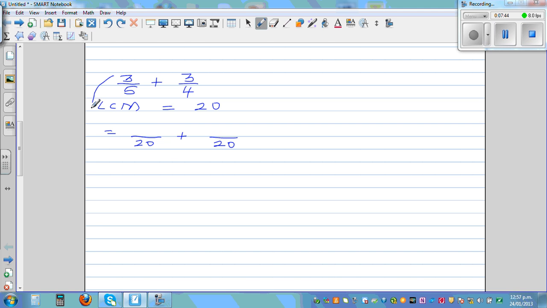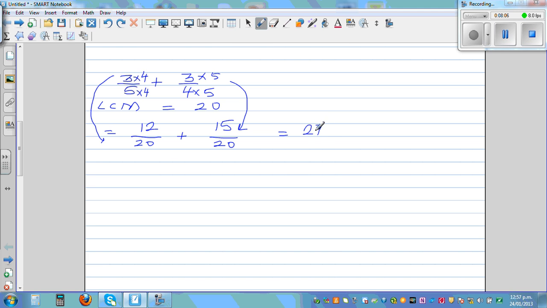So 3/5 is how much out of 20? Well, 5 times 4 is 20, so you do the same thing to the top number. 3 times 4 is 12, so this is 12 out of 20. And 4 times 5 is 20, so 3 times 5 is 15. So this becomes 15 out of 20.